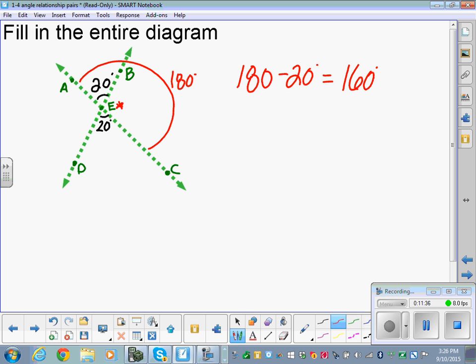Well, if this is 160 degrees right here, then that's vertical angle will also be equal to 160 degrees, so that's 160 degrees right there. We filled in the entire diagram.